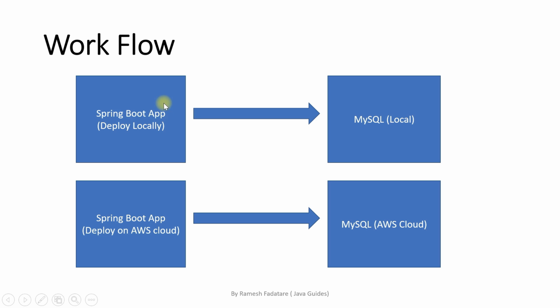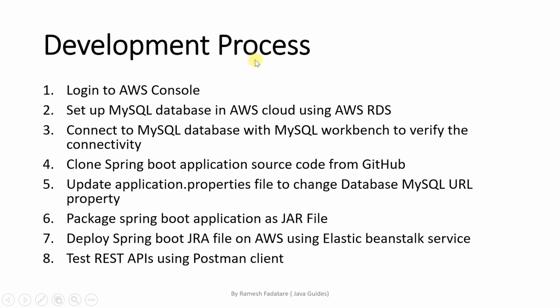So far we have created a Spring Boot application and deployed it locally, and our Spring Boot application has connected with the MySQL database, which is configured on the local machine. Now in this video, what we're gonna do is deploy our Spring Boot application on AWS Cloud, and we'll also deploy the MySQL database on AWS Cloud using the AWS RDS service, and we'll connect our Spring Boot application which is deployed on AWS with MySQL deployed on AWS Cloud. Okay, great. So let's take a look into the development process.